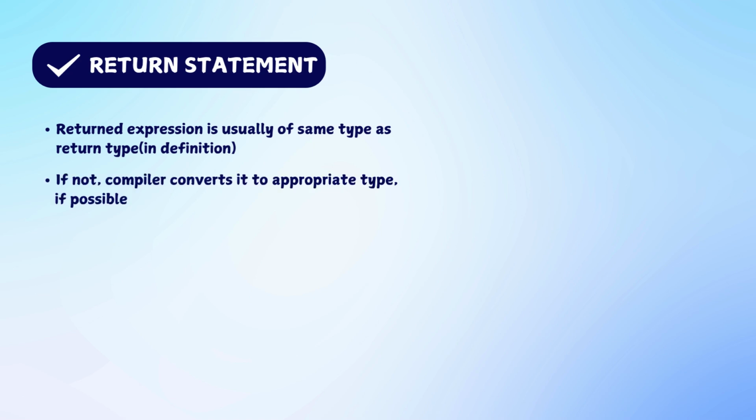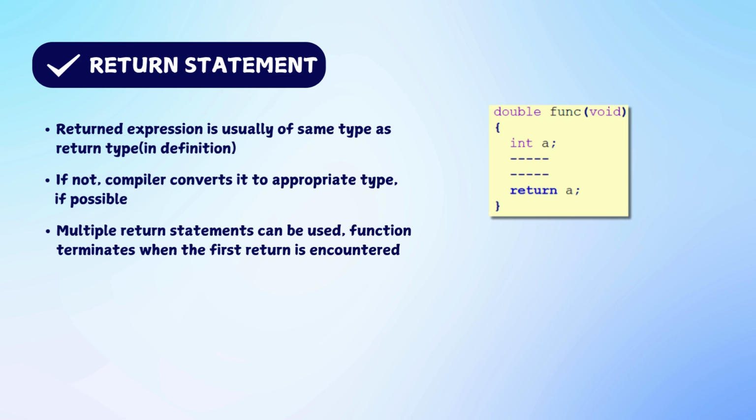However, if this is not the case, the compiler will try to convert it to the appropriate type, if it is possible. Now in this example, you can see that the function returns an integer, but the return type which is mentioned in the function definition is a double. Now in this case, the compiler will try to convert the integer value into a double. Multiple return statements can be used.